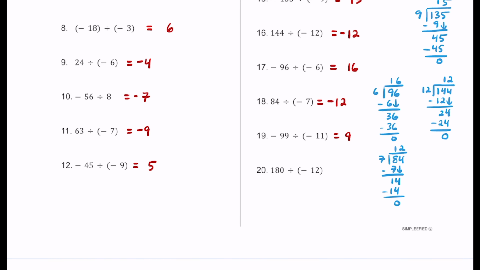Finally, for number 20, we have 180 divided by negative 12. So let's go ahead and just figure out what 180 divided by 12 is. Okay, so 180 divided by 12. Let's go ahead and write that long division. 12 times 1 is going to be 12. 18 minus 12 has a remainder of 6. Bring down the 0. Turns out 12 times 5 is going to be 60. We get a remainder of 0. So we know 180 divided by 12 is 15. So 180 divided by the opposite of 12 will be the opposite of 15.